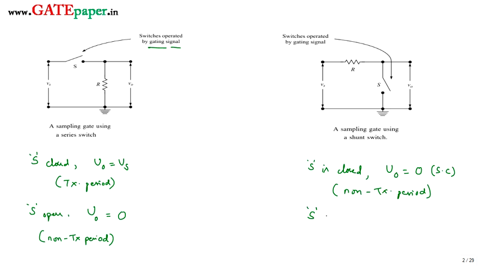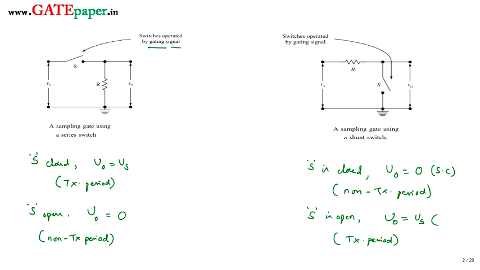And when S is open, V0 is equal to Vs, as the switch is acting as an open circuit. So this is called the transmission period. How long the switch has to be closed or how long it is going to be open is totally decided or controlled with the help of the gating signal. And generally the switches are going to be active elements. They can be replaced either with diodes or with BJTs, FETs, etc.